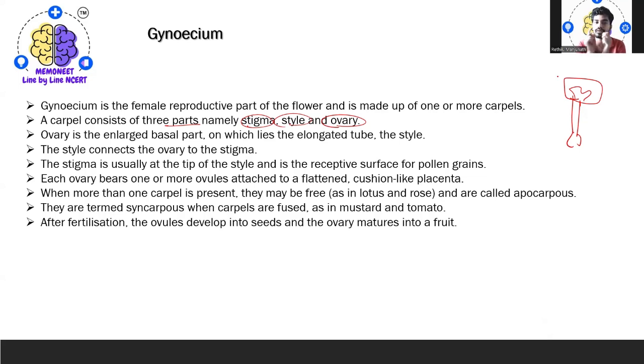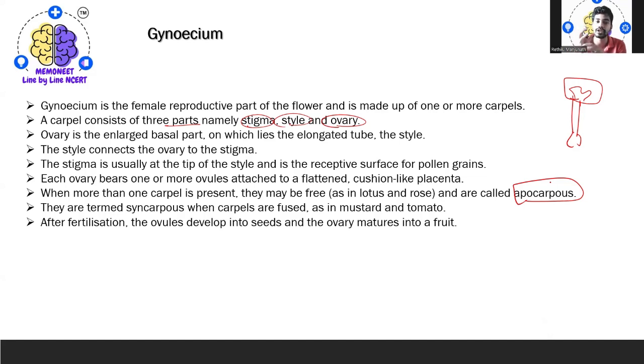And each ovary bears one or more ovules attached to the flattened, cushion-like placenta. When more than one carpel is present, they may be free, and are called apocarpous, as normally seen in lotus and rose. When carpels are fused, we normally call them syncarpous, like in mustard and tomato.